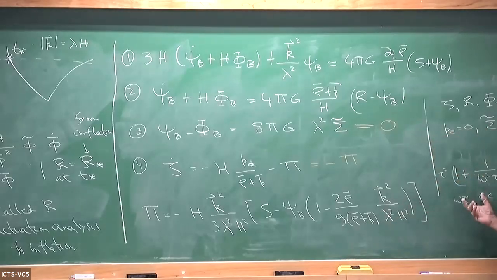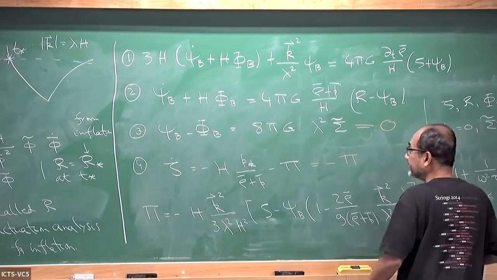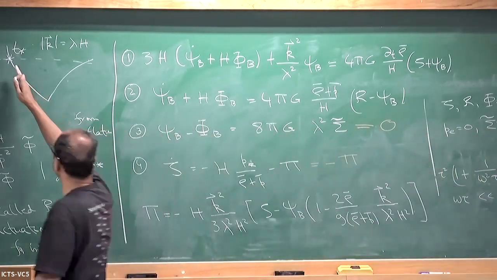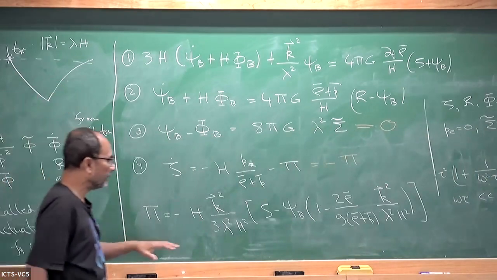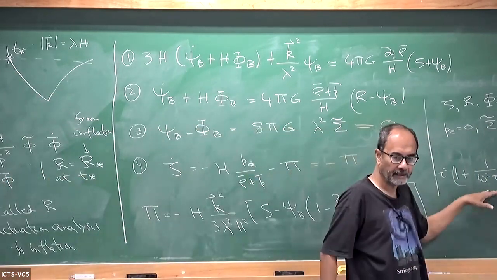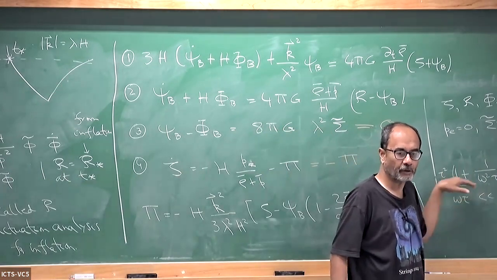And what we will find is that when omega tau becomes much less than 1, this factor just goes to a constant. So omega tau much less than 1 is essentially this region, because omega tau equal to 1 is this one, T star. So once t has passed T star, that means this factor has become smaller than 1, and it has gone to a constant.